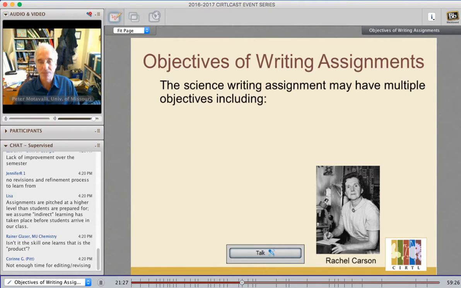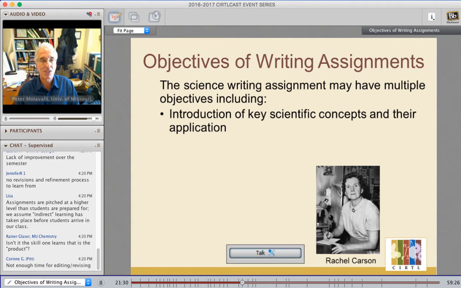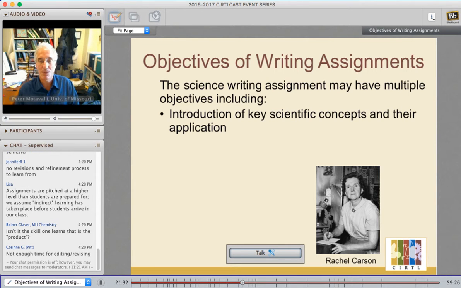So you can have multiple objectives, and I'm just going to mention some of the ones that I include in my assignments. First, introduction of the key scientific concepts and their application, to understand those concepts and how they apply to a real life situation. Of course, a very important part, and that's what Rainier was talking about, is improved communication skills. Notice I don't just talk about writing, because in many cases there's a lot of media that the students need to be exposed to.